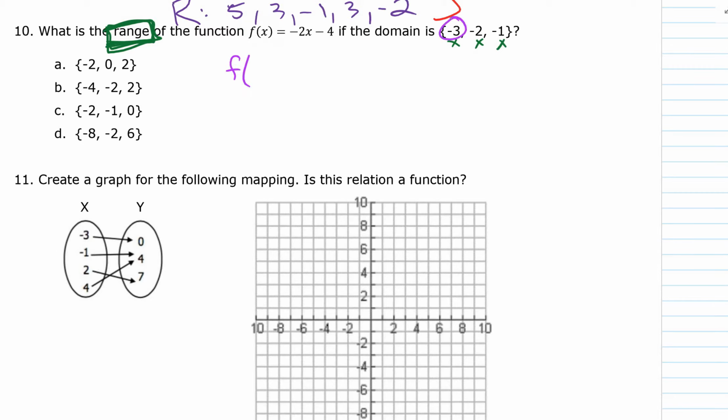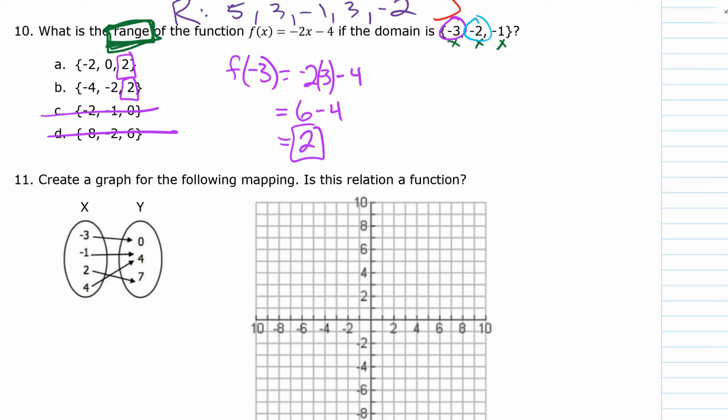F of -3 equals -2x minus 4. Instead of the x, we know that we're going to plug in what our x is in this scenario, -3. So that's equal to -2 times -3 is +6 minus 4 is equal to 2. So the first output would be 2, which is right here and right here. We can already eliminate 2 of our answer choices that don't have a 2.